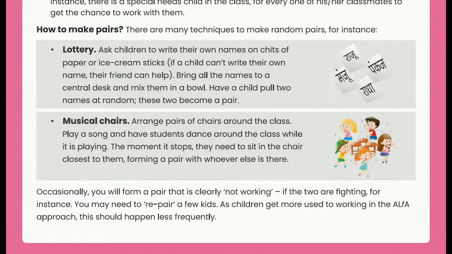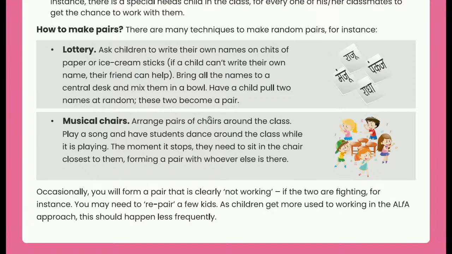A further technique shown here is musical chairs, which is a lot of fun too. I recommend you try this in your training: arrange the chairs in pairs, play a song, and have everybody dance around the room, and when you pause the song, everybody sits down in the nearest chair, and they become a pair with the person they sit next to. So yeah, there's lots of different ways to make random pairs.